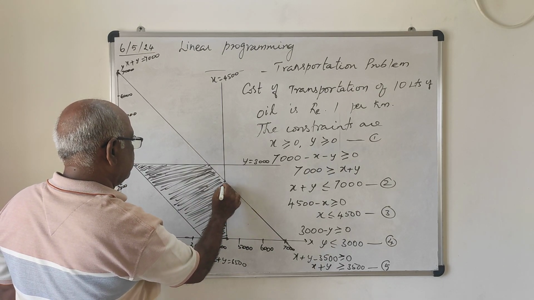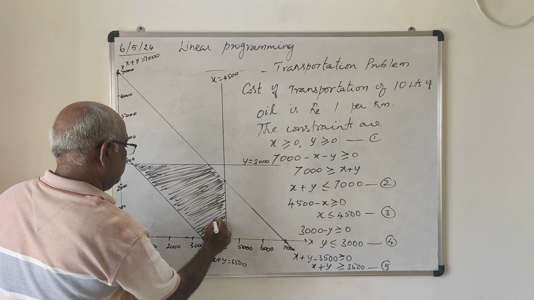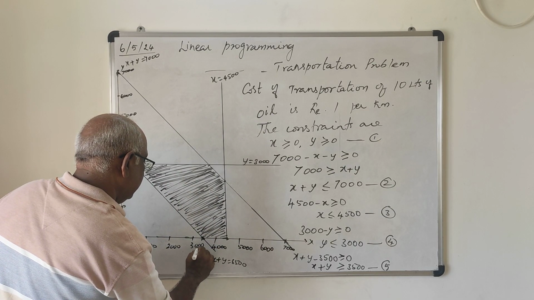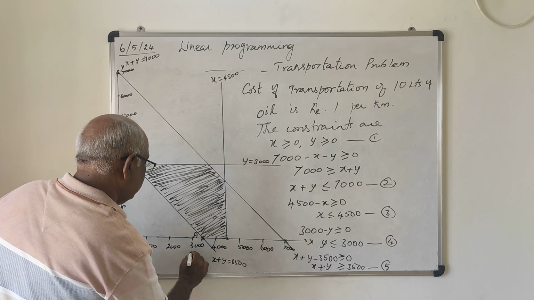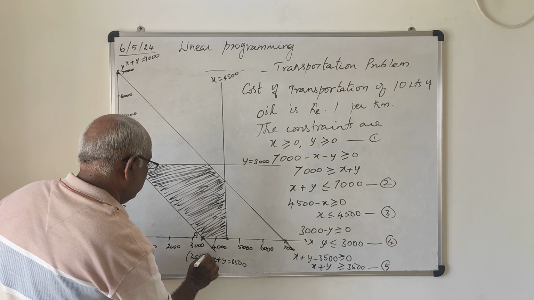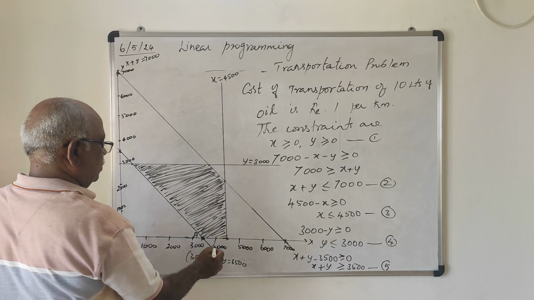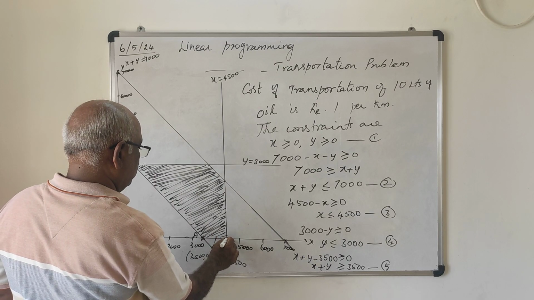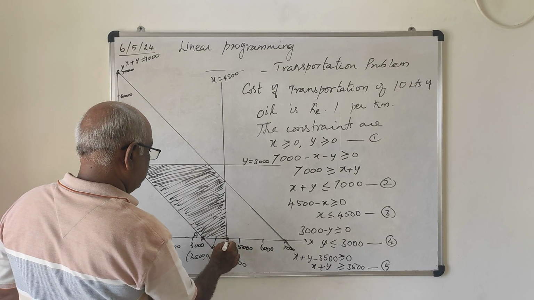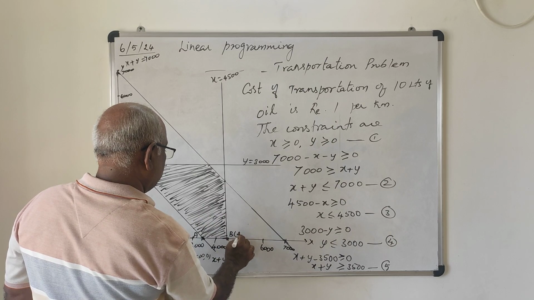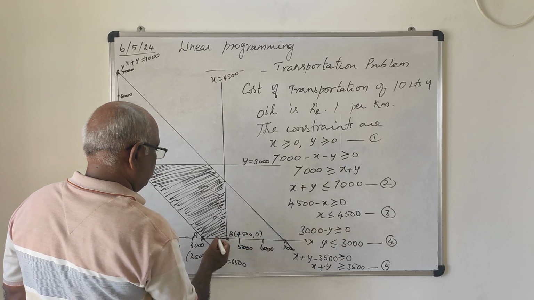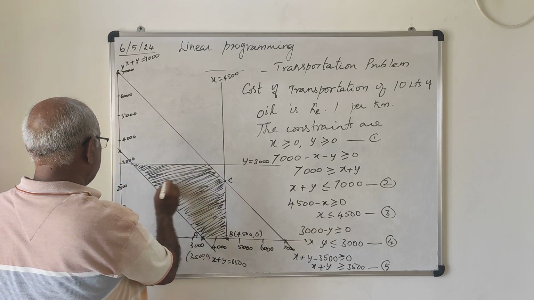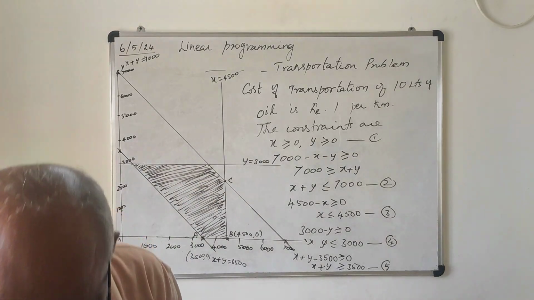The corner points of this bounded region are: this is A. The point A is (3500, 0). This point is B, (4500, 0), and this point is C.